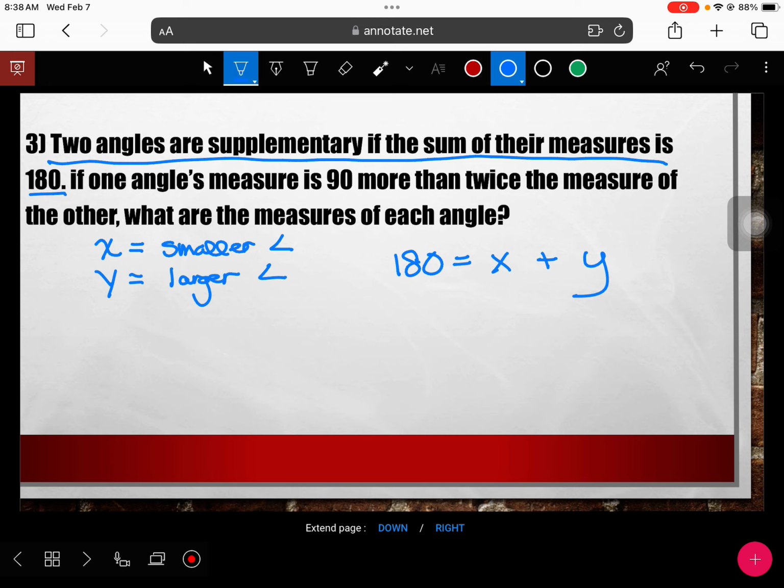Then it says, if one angle's measure is 90 more than twice the measure of the other. So according to this, one angle is 90 more than twice the other. And this has the word is. What does the word is often imply mathematically? Equals, right? So one angle's measure is 90 more than twice the measure of the other. Based on what I have up here, what would you write down?